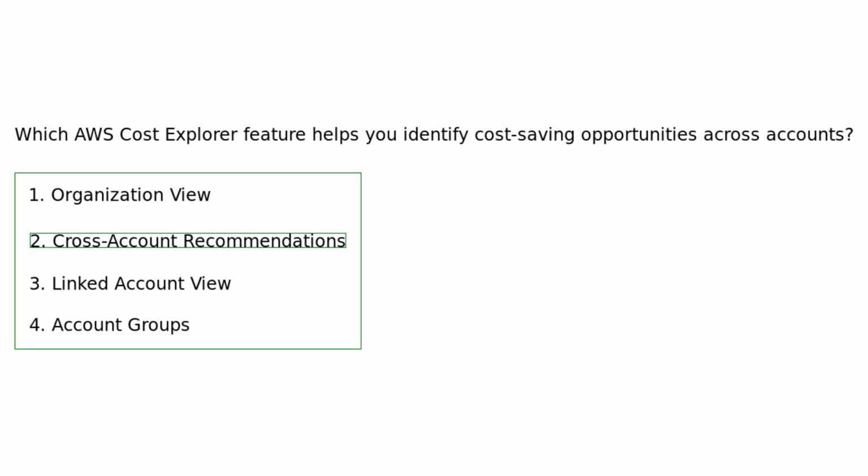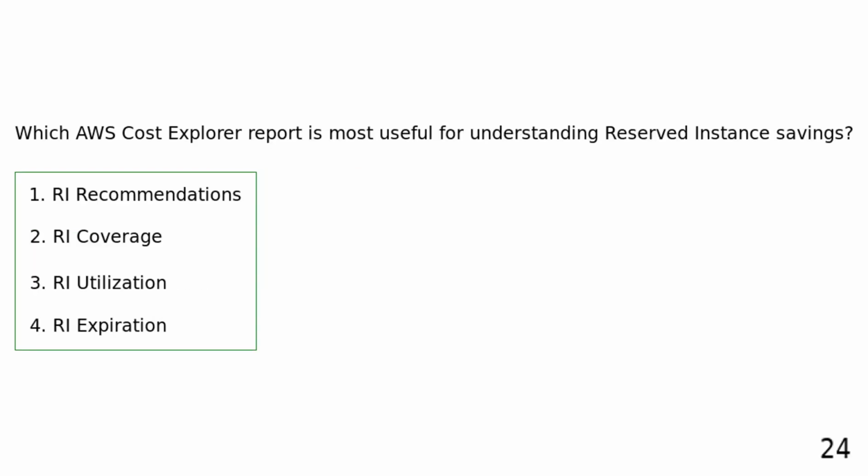Cross-account recommendations in AWS Cost Explorer analyze usage across all linked accounts to identify global cost-saving opportunities like consolidated RI purchases. Which AWS Cost Explorer report is most useful for understanding reserved instance savings?